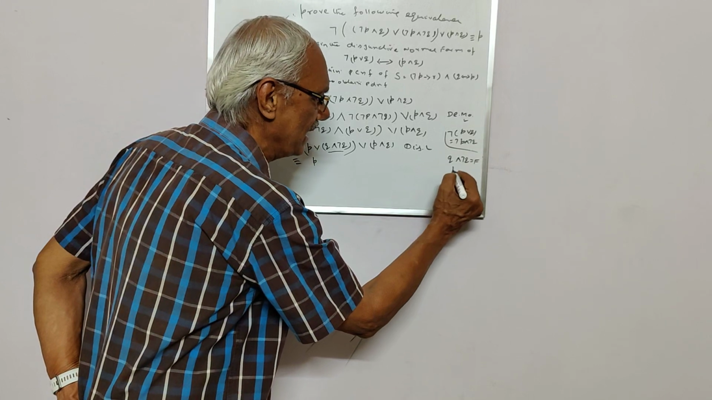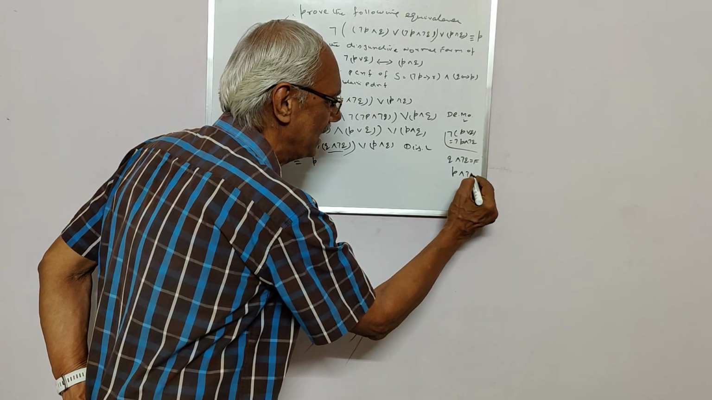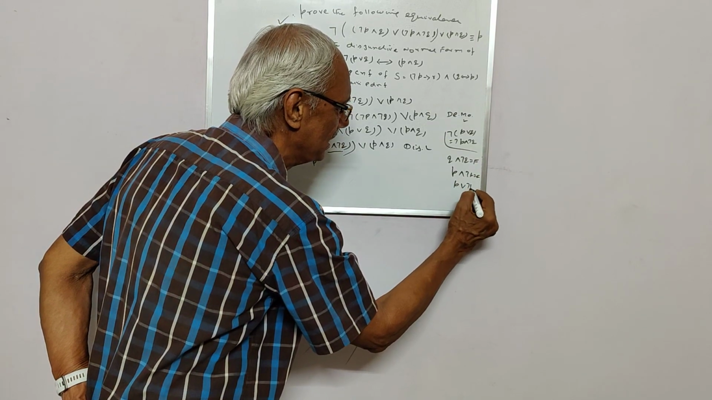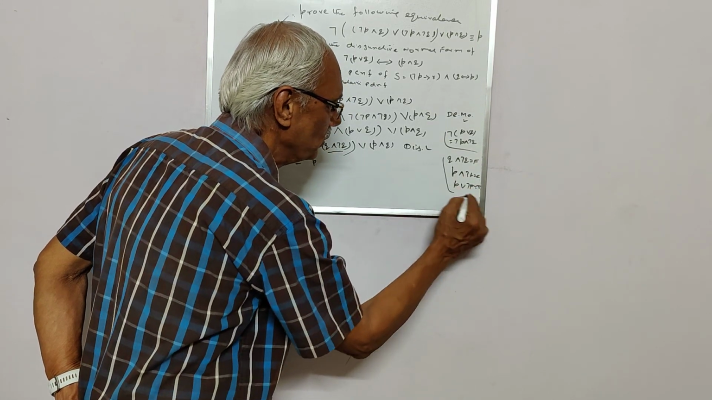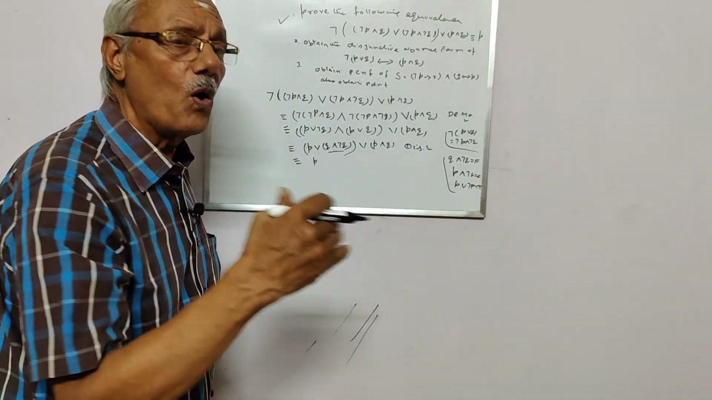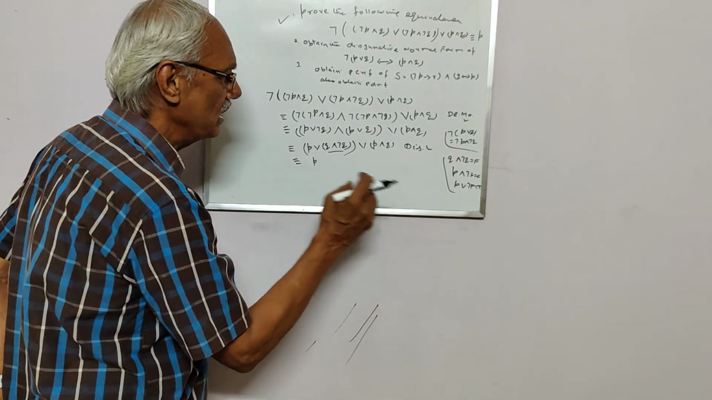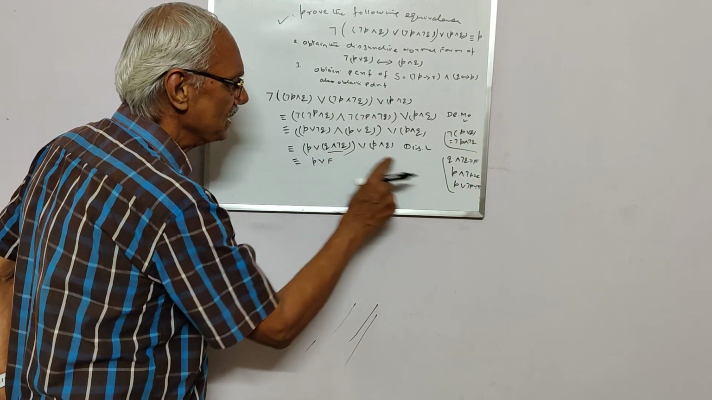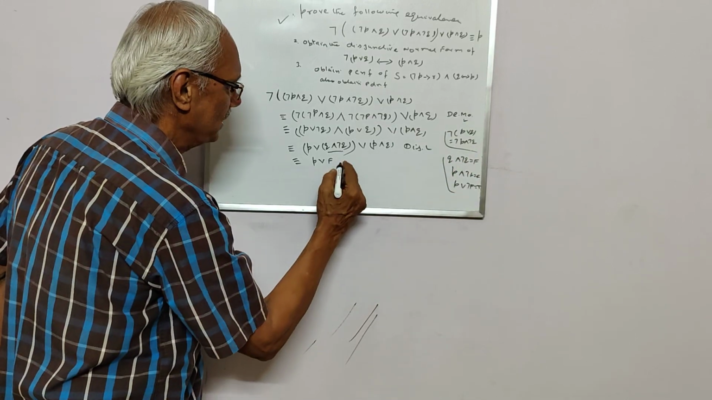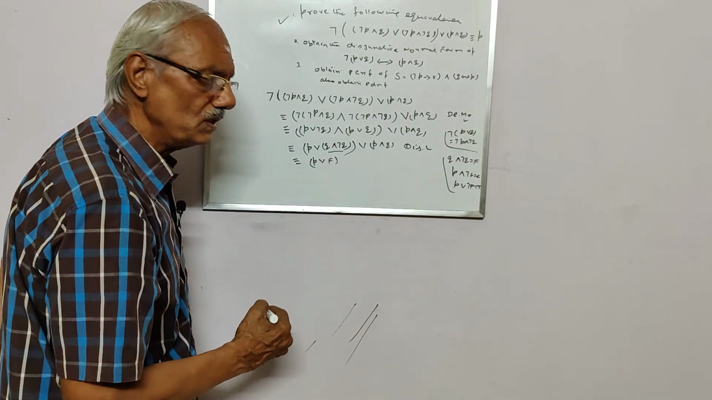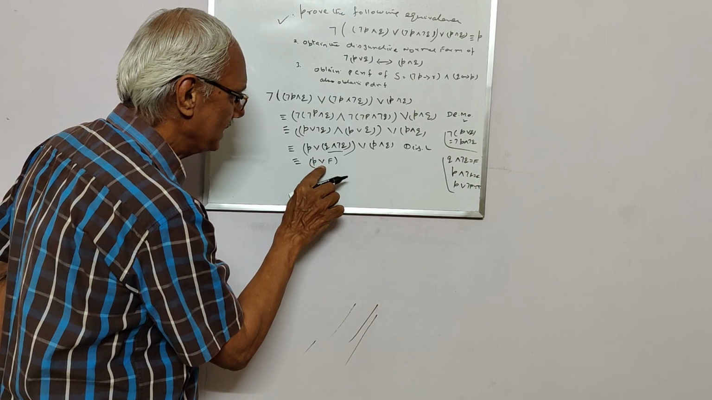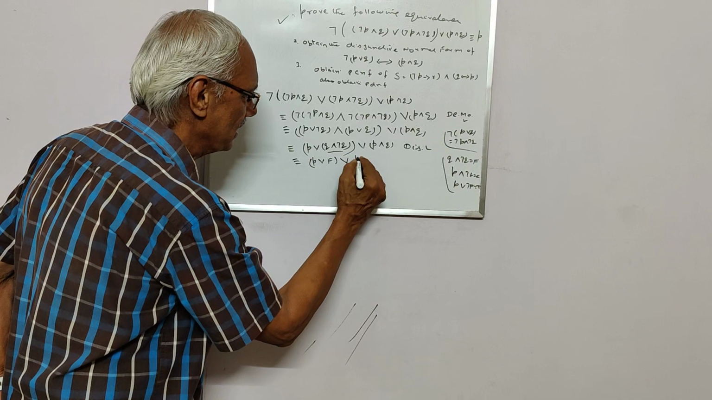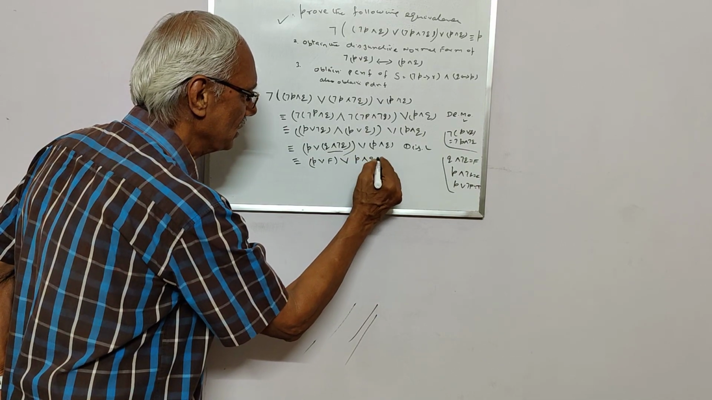Arbitrarily for anything, P conjunction negation P is equal to F, and P disjunction negation P is equal to true. So this is for all propositions. This is true. So therefore, what will happen to this? This is nothing but your complement law. So this is P disjunction F, and this is disjunction P conjunction Q.